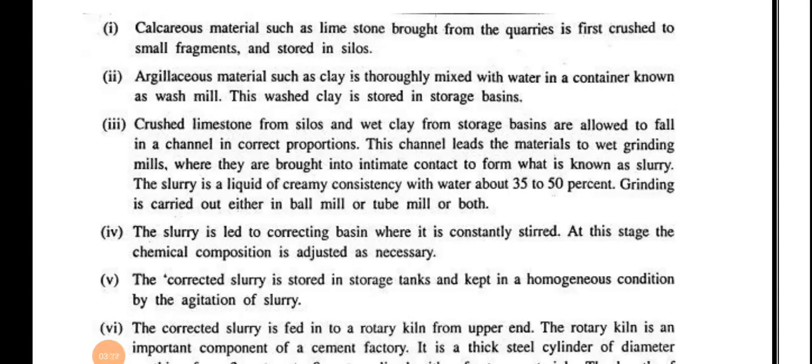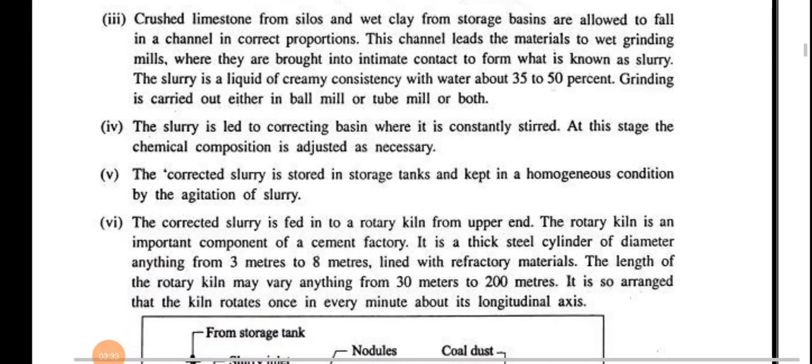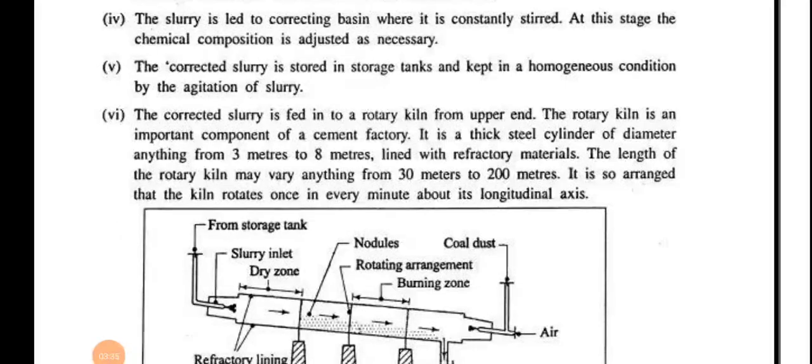The slurry is then led to a correcting basin, where it is constantly stirred. At this stage, the chemical composition is adjusted as necessary. The corrected slurry is stored in storage tanks and kept in a homogeneous condition by agitation of the slurry. The corrected slurry is fed into a rotary kiln from the upper end.